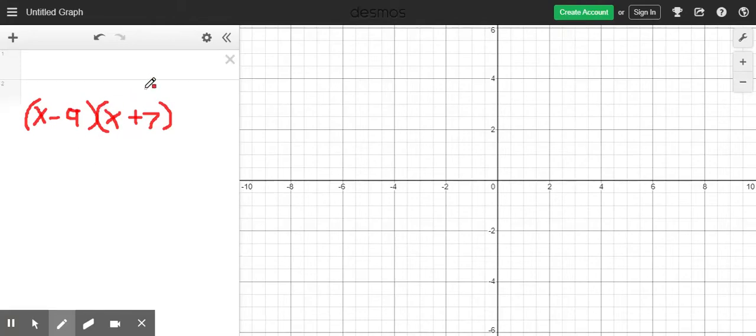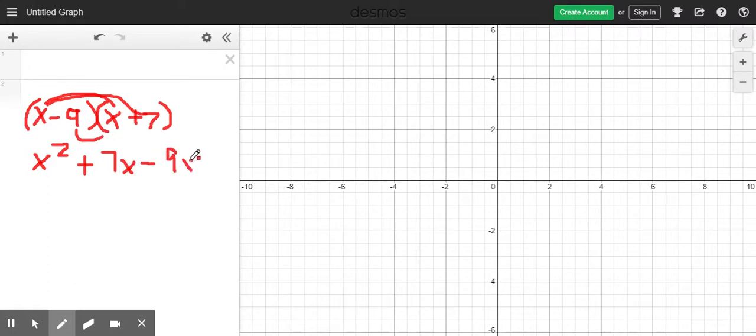Okay, to multiply a binomial times a binomial, we need to use the distributive property. We will take x times x is x squared. X times 7 is 7x, so we have plus 7x. Negative 9 times x is minus 9x. And negative 9 times 7 is minus 63.